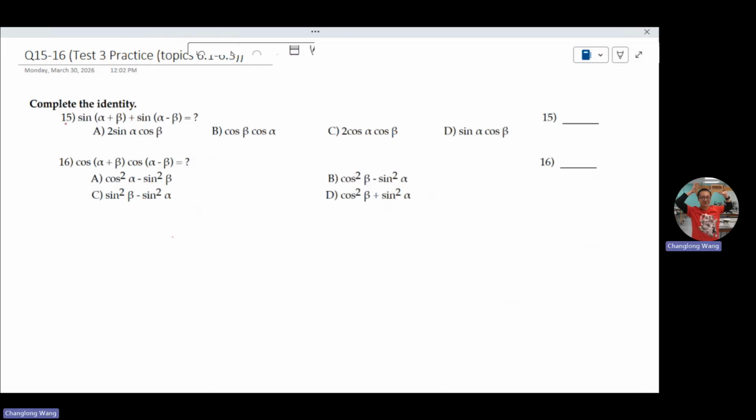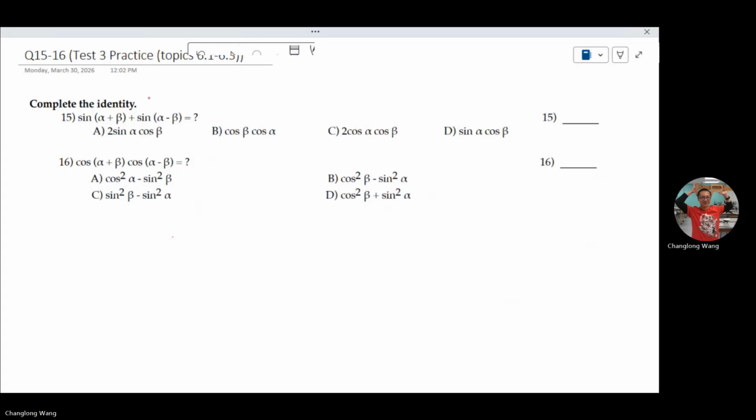Okay. Now 15, unfortunately, I still see people are not very quick or sometimes even getting the wrong identities, right? So you need to remember the sum and difference of angles for sine and cosine. Once you expand sine alpha plus beta and sine alpha minus beta, you will get it, right? But hey, it's still the kind of question that asks you to complete the identity, right?